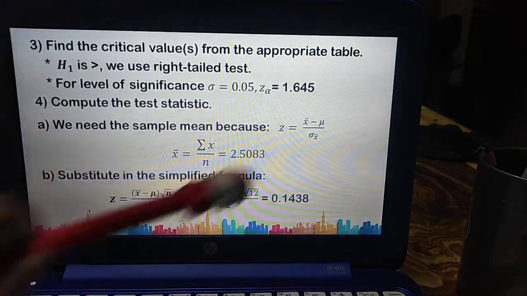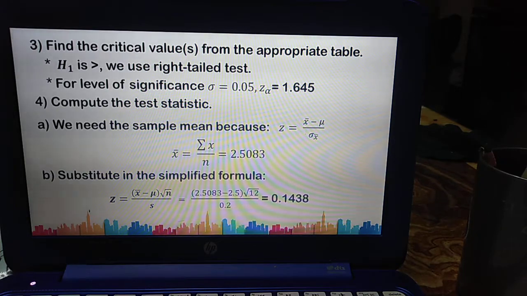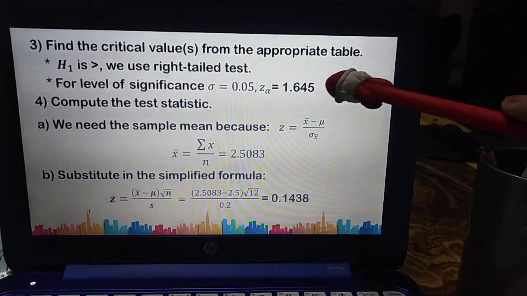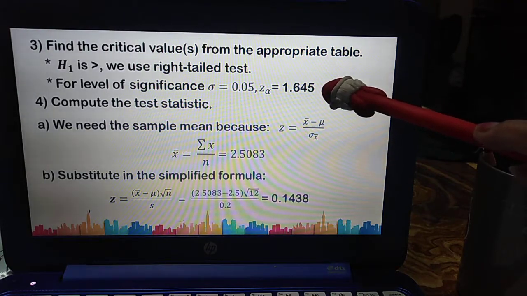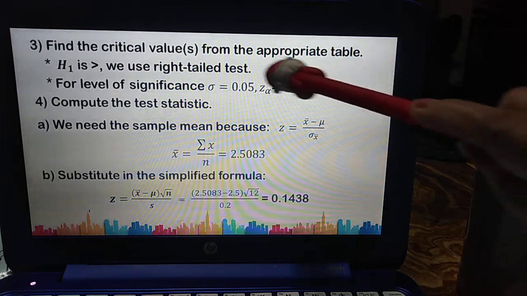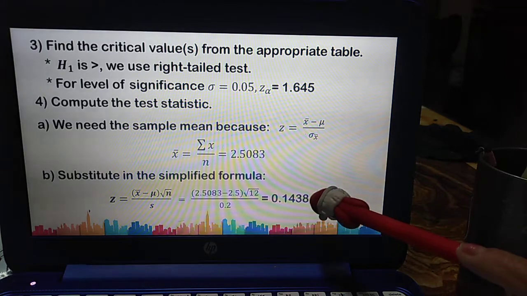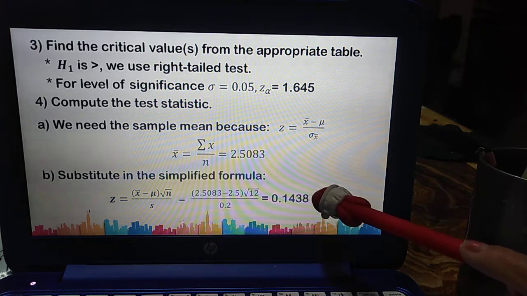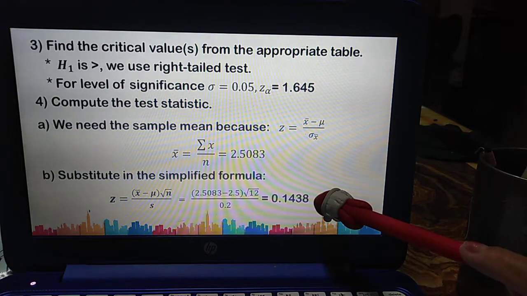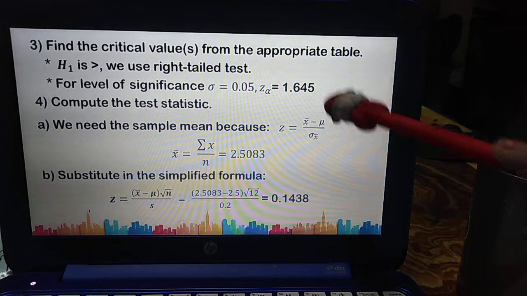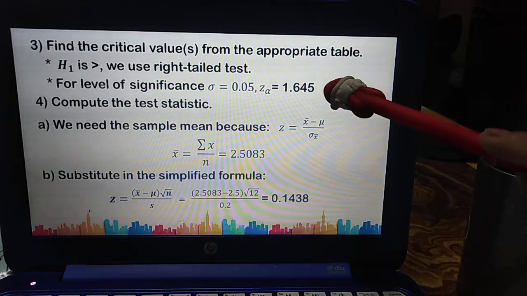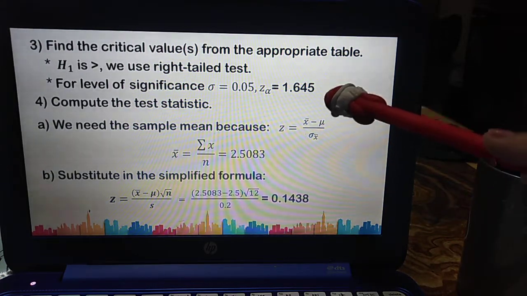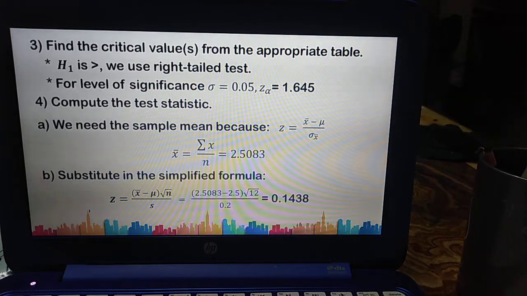We are now to compare 0.1438 with 1.645. Again, the area on the right of 1.645 is the rejection area. How do we know that it is on the right? Because we use a right-tailed test. We now look at 0.1438. It is on the left of 1.645. Since our test statistic is on the left of 1.645, it falls in our non-rejection area.